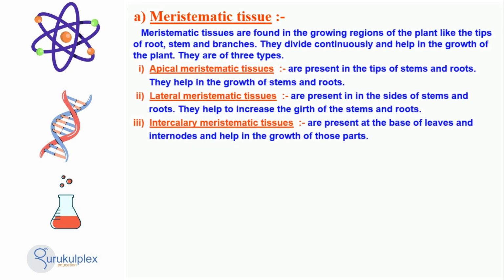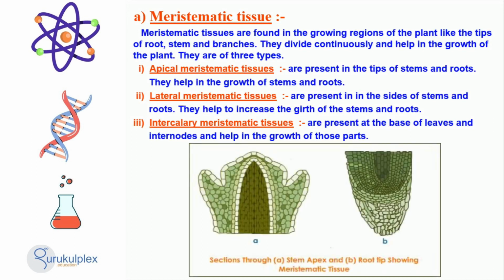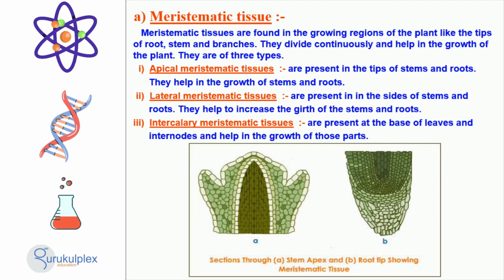Meristematic tissues are fundamental for a plant's growth. Located in regions of growth such as the tips of roots, stems and branches, they continuously divide to facilitate growth. These tissues are divided into three categories: apical, lateral and intercalary.